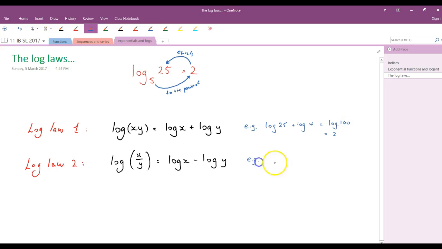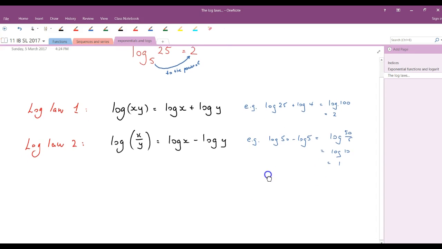If we look at another example, let's look at log 50 over 5, for instance. Oh no, sorry, that's too simple. Log 50 minus log 5 is what I meant to write. Then we use log law 2 to say that's equal to log of 50 over 5, and that's just log 10, which is equal to 1. Okay, just a couple of straightforward examples to see how that works.